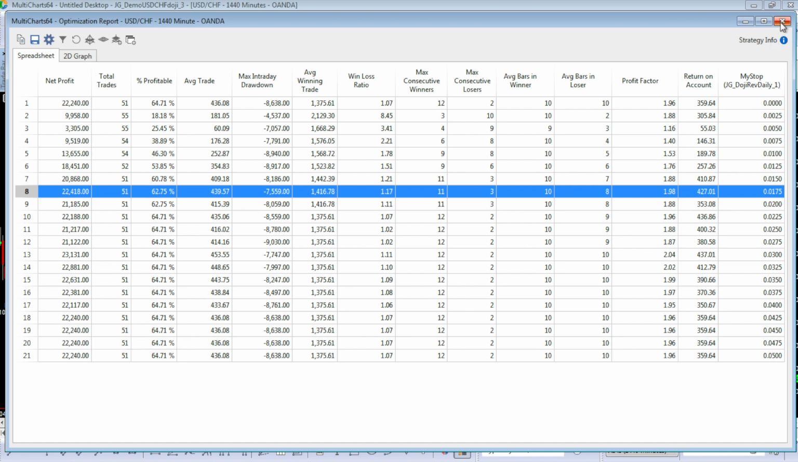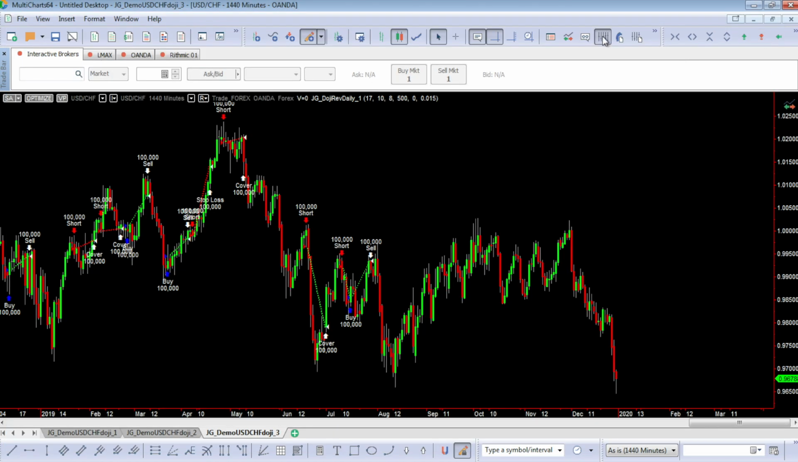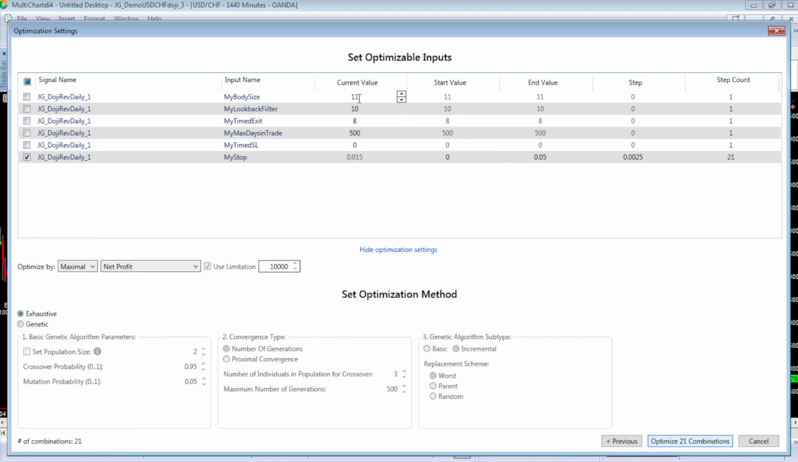Okay, so let's do the next test on the next body percentage. Of course, I could have run these both together. I could have tested both the stop loss and the body percentage together, but I'm just going to show you how we can do it separately as well.